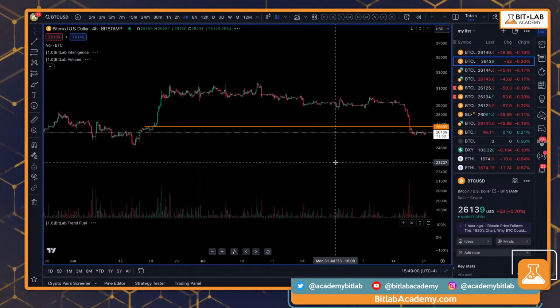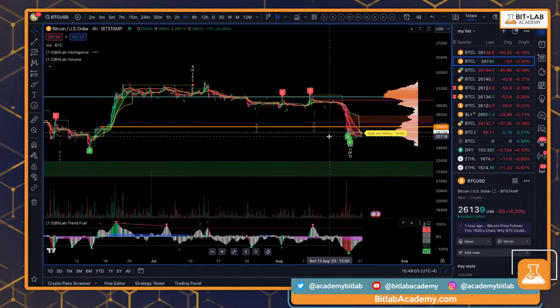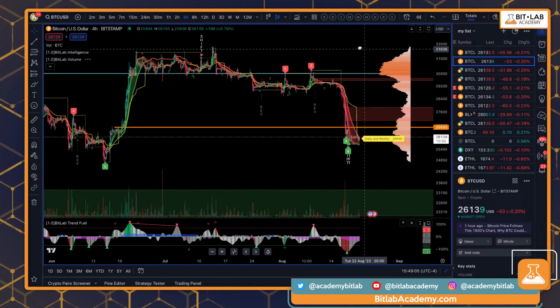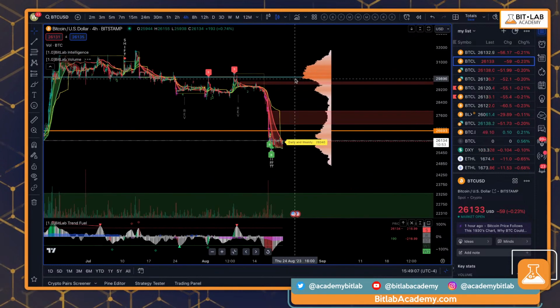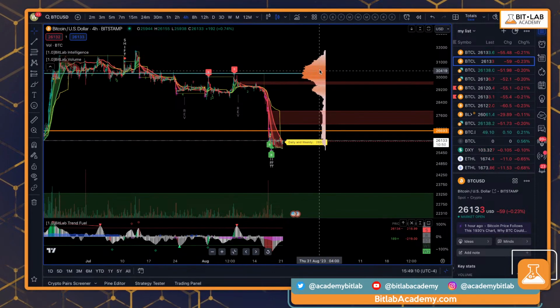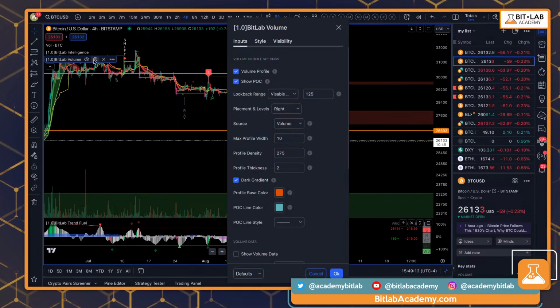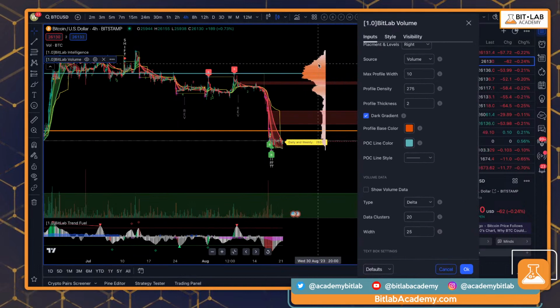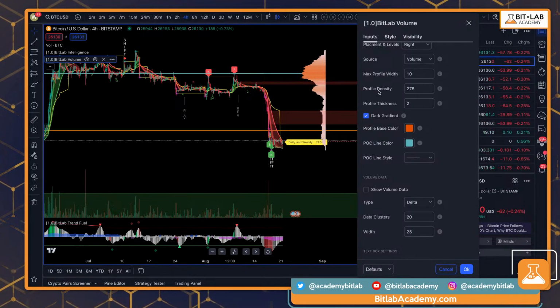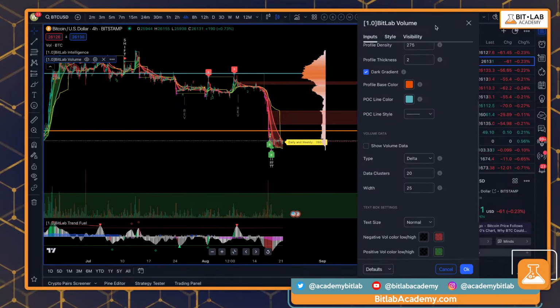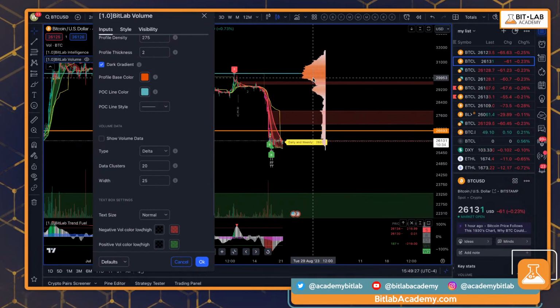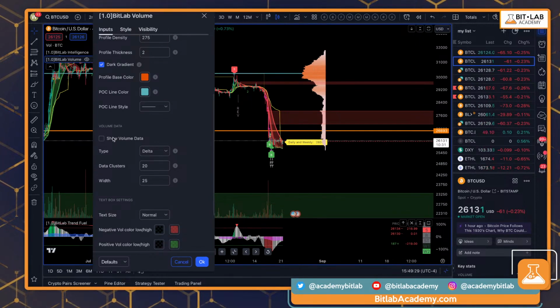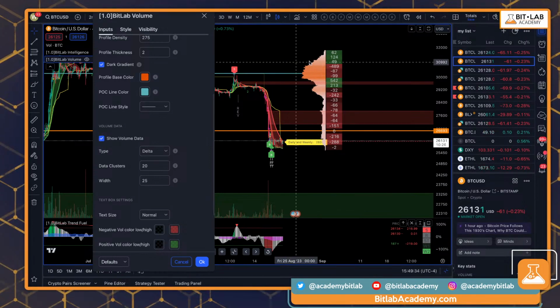Now, I'm going to go ahead and delete that so we can look at where we're at right now. Some of the things I want to show you on here: if you want to add more data to your BitLab volume, for instance, if you double click on it or come over here and click the gear wheel, you can scroll down. You can change, if you want this very clean like this or very blocky, change that right here, profile density. You can also come down to, if you want to see the volume information, what kind of volume is it? Bullish or bearish? First off, click here on volume data, show volume delta.